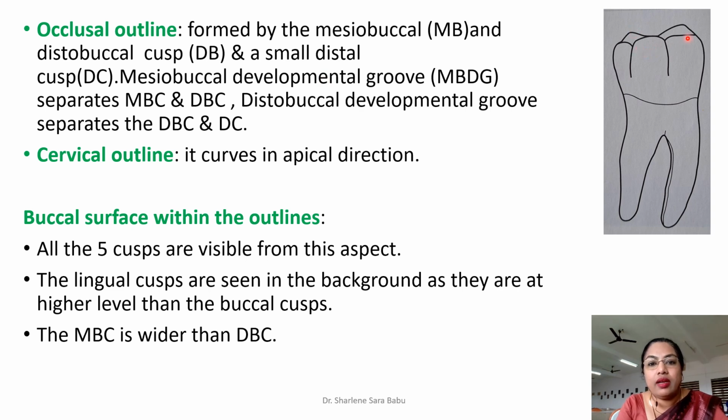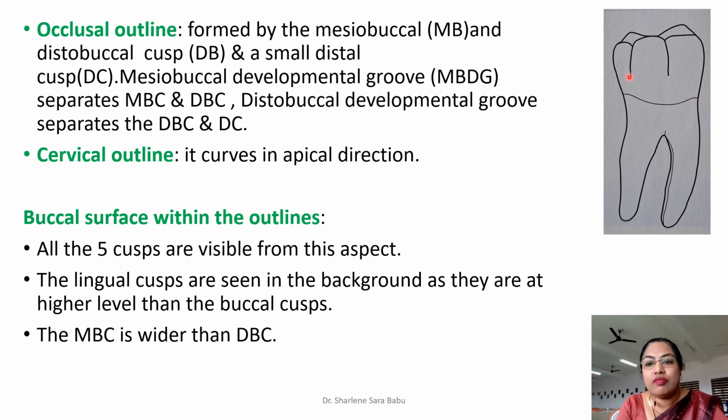Occlusal outline, it is formed by the mesiobuccal cusp, distobuccal cusp and a small distal cusp. The mesiobuccal developmental groove separates the mesiobuccal cusp and the distobuccal cusp, and the distobuccal developmental groove separates the distobuccal cusp and the distal cusp. The cervical outline curves in an apical direction.